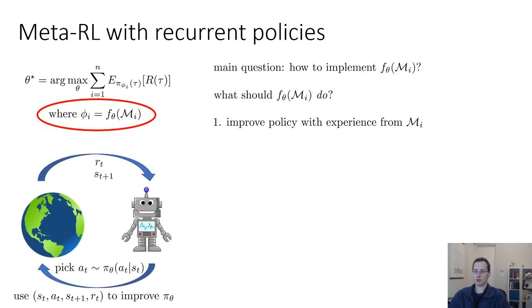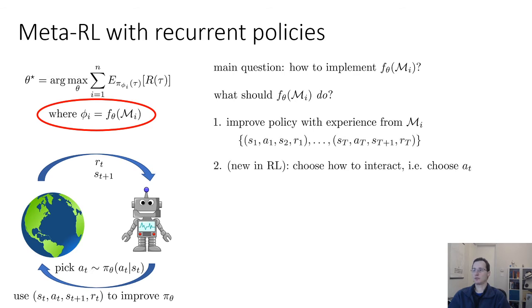But there's another thing that it needs to do. And this is new to RL: it needs to actually choose how to interact. It needs to choose how to collect the data that will allow it to improve the policy. So it needs to also choose the actions in your RL interaction loop. In RL, every time step you get a reward and a state, and then you pick an action according to your policy.